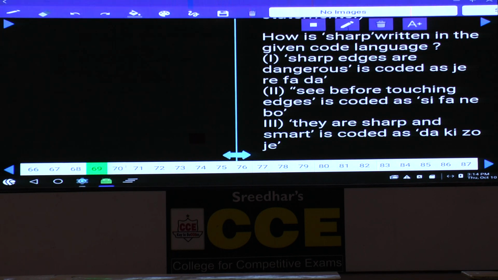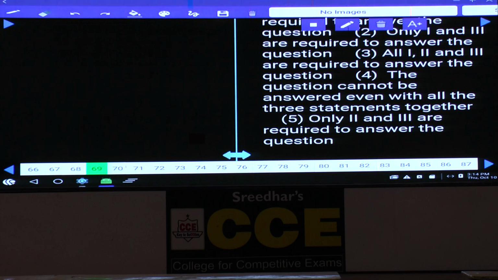Then by combining all the three statements, tell me, are we getting the answer or not? Sharp edges are coded in 1, and in 2 and 3 also, edges is the word which is common between these two, hence one code will be common. Then by combining 1 and 3, sharp and R are the two words here. But between these two, R and sharp, what is coded for R and what is coded for sharp is not clearly known. By combining these three also, we cannot determine the answer. All the three statements are also not sufficient. It is choice 4. 69, choice 4. 70th.